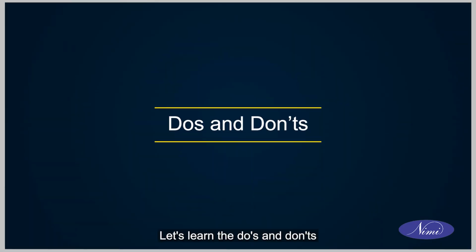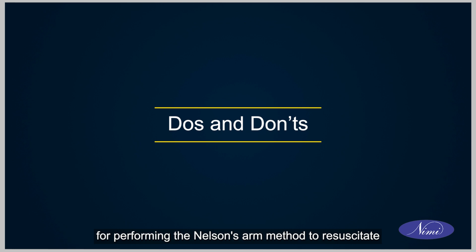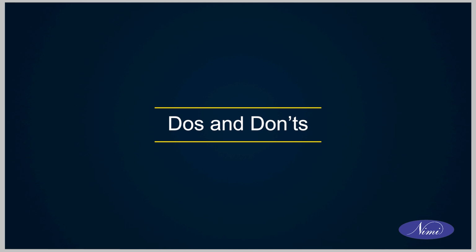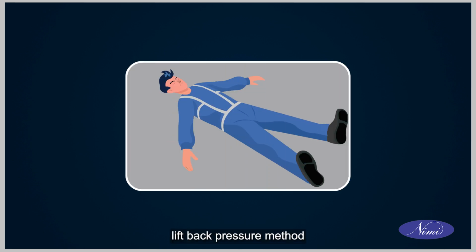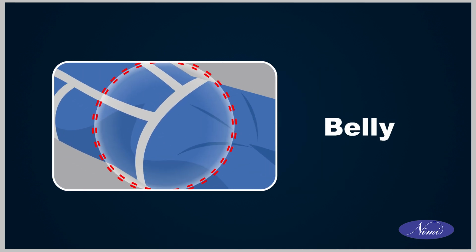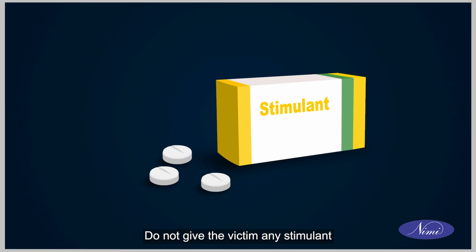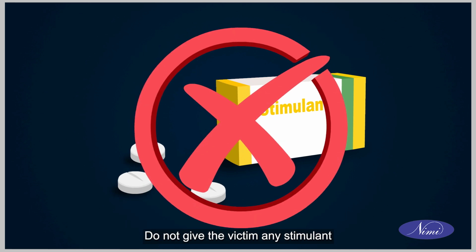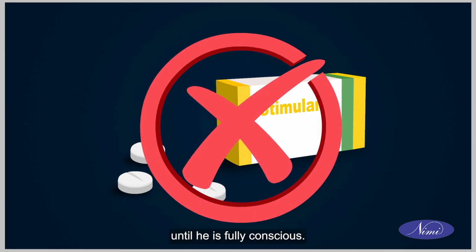Let's learn the do's and don'ts for performing the Nelson's arm method to resuscitate. Nelson's arm or lift back pressure method must not be used in case there are injuries to the chest and the belly. Do not give the victim any stimulant until he is fully conscious.